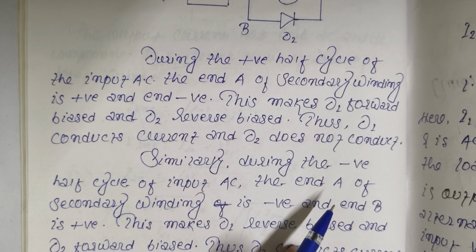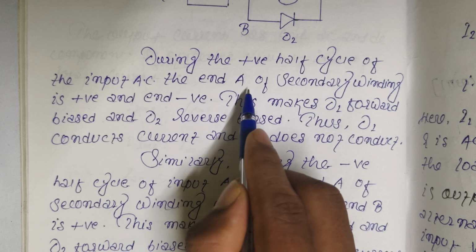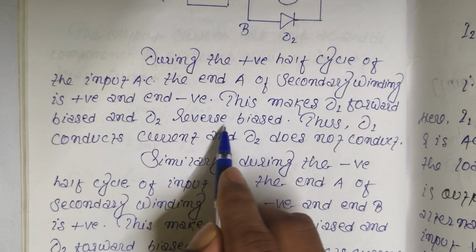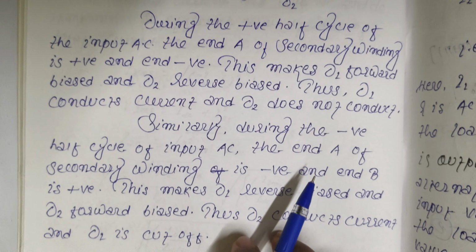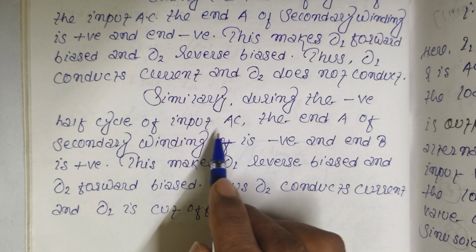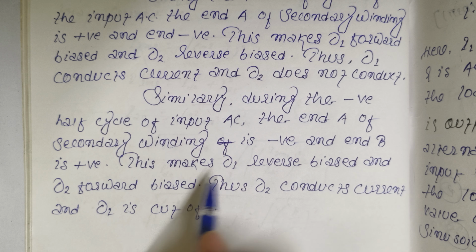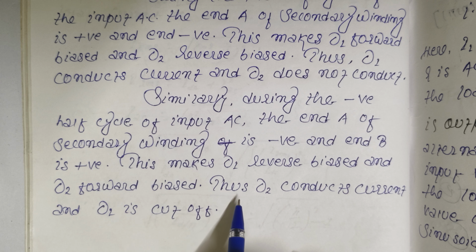Let's discuss now. During the positive half cycle of the input AC, the end A of the secondary winding is positive and end B is negative. This makes D1 forward biased and D2 reverse biased. Thus, D1 conducts current and D2 does not conduct. Similarly, during the negative half cycle of the input AC, the end A of the secondary winding is negative and end B is positive. This makes D1 reverse biased and D2 forward biased. Thus, D2 conducts current and D1 is cut off.